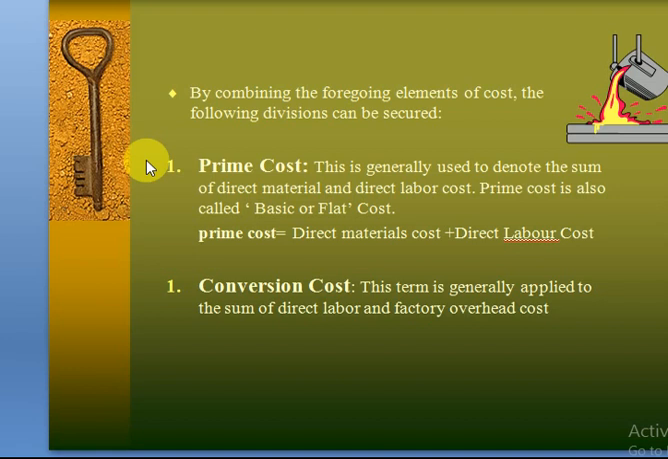Take utilities for example. Factories must use electricity to power the machines and produce the finished goods or finished products. But each dollar of electrical cost can't be directly tied back to the products that we produce.